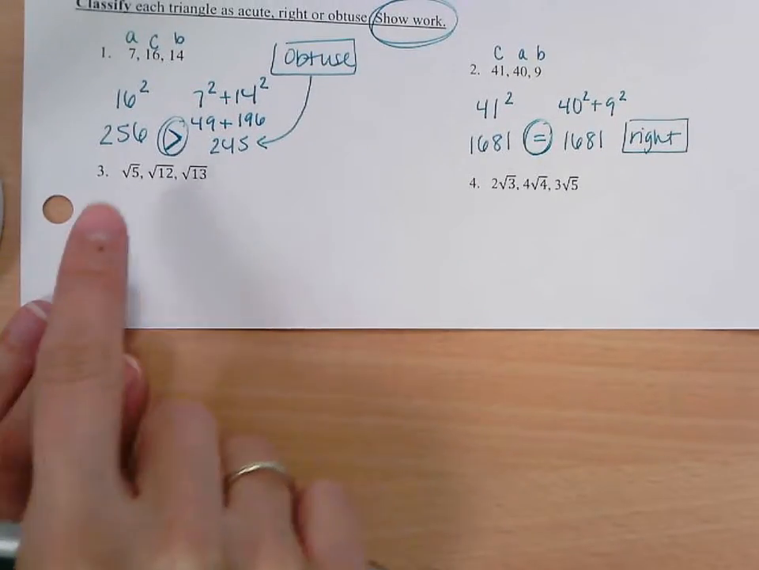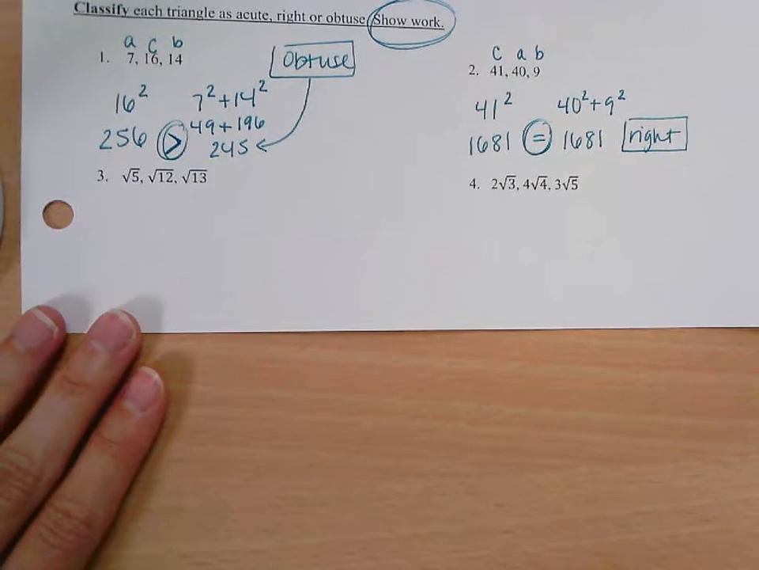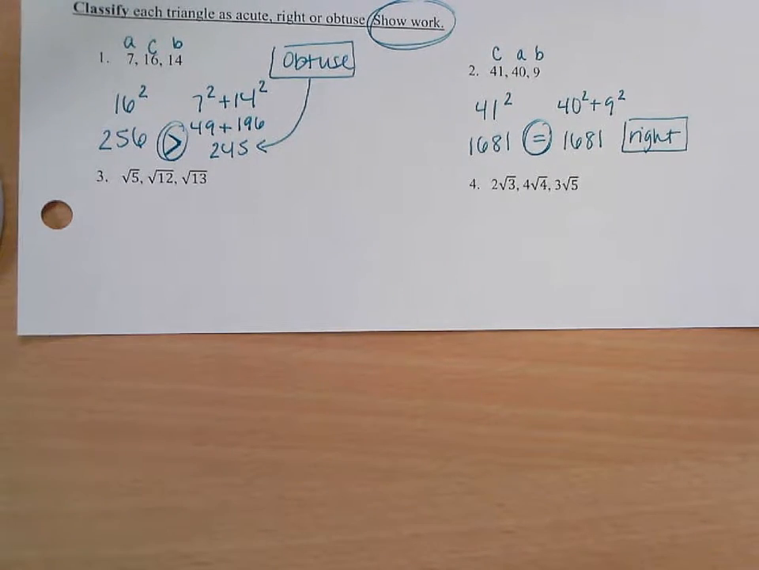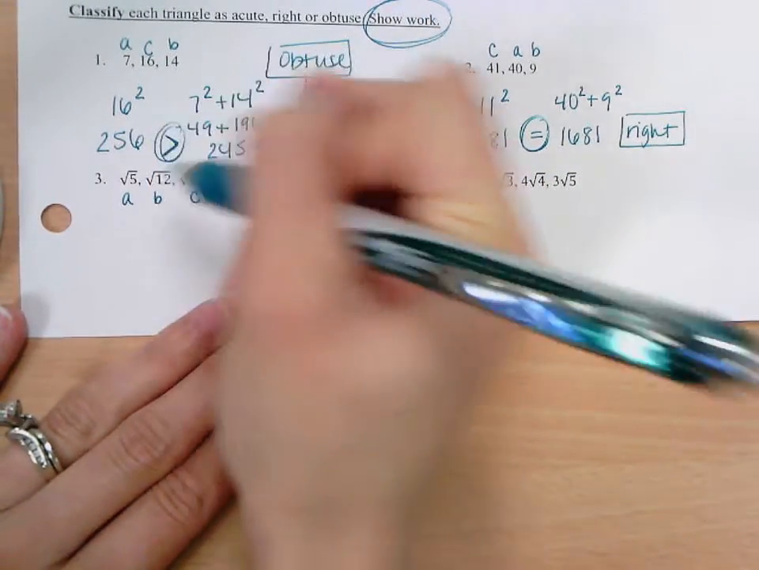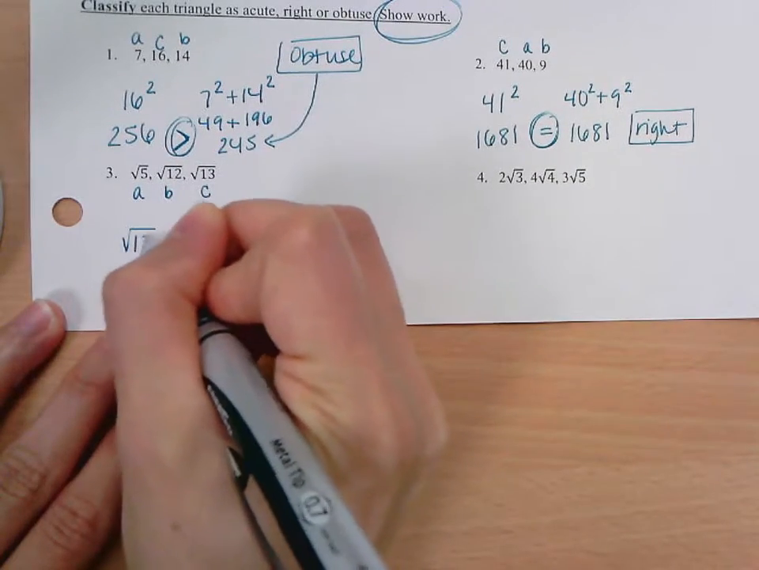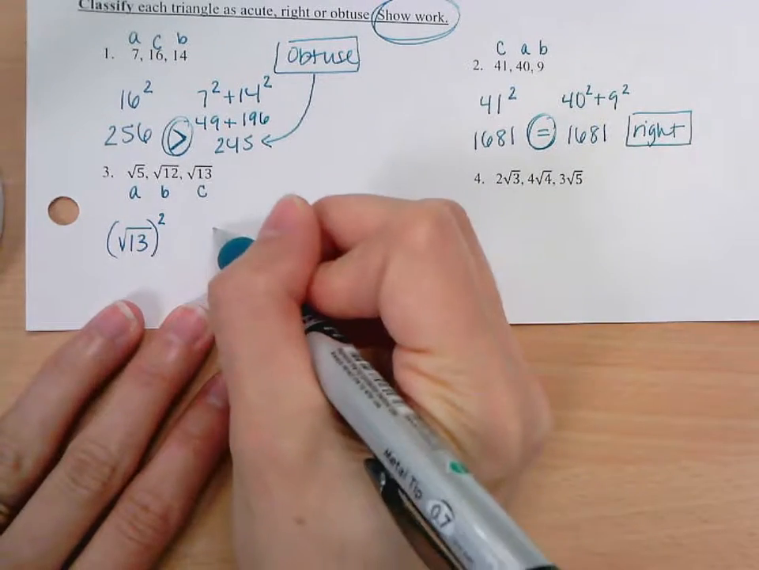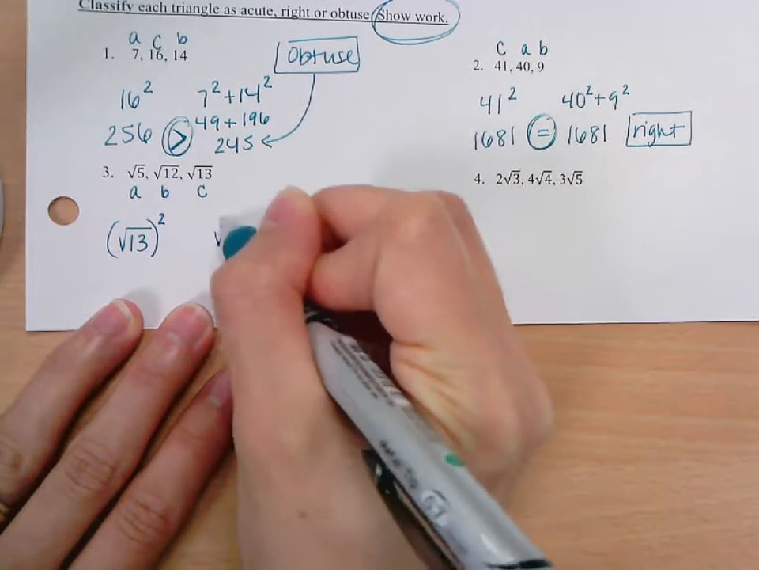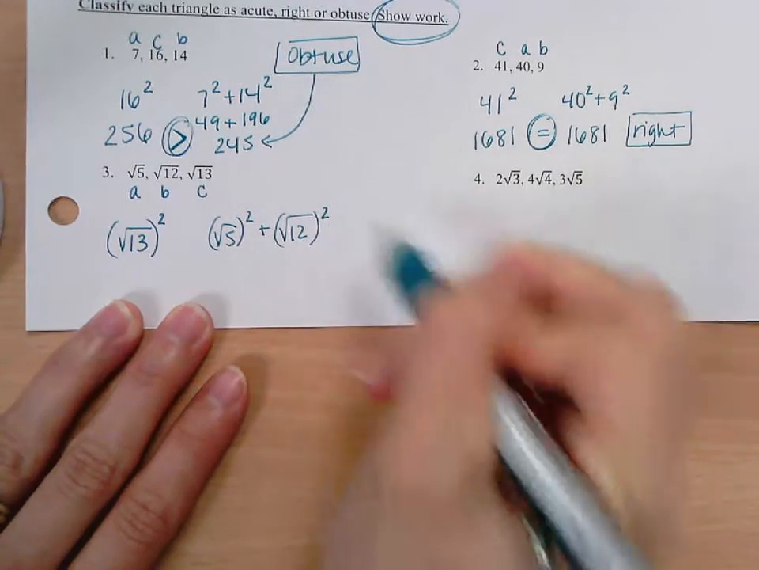So when looking at these, square root of 5, square root of 12, square root of 13, do not change them to decimals, but which one of those is the largest? Yep, so the square root of 13 is your C, and then I'll just call this A and B. So for C squared, I would have the square root of 13 squared, and then square root of 5 squared plus square root of 12 squared.